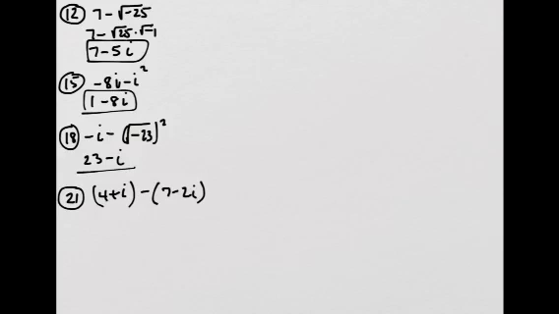So in 21 we're subtracting. So remember the negative is distributed here and here. So it's 4 minus 7, and then i minus a negative 2, that's plus 2, so that's 3i.